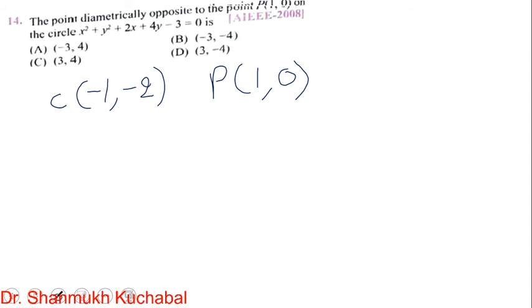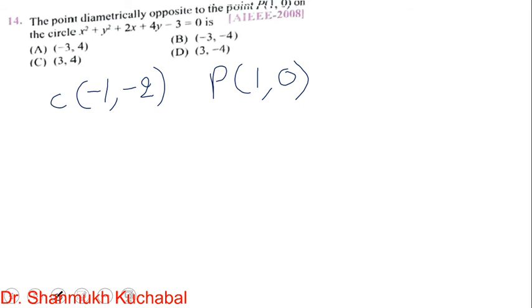Okay, we'll move to our next example. The question is: the point diametrically opposite to the point P (1, 0) on the circle given here. The center from the given equation is (-g, -f). So we get this as (-1, -2). Further, the point they have given is (1, 0). These are all given information.